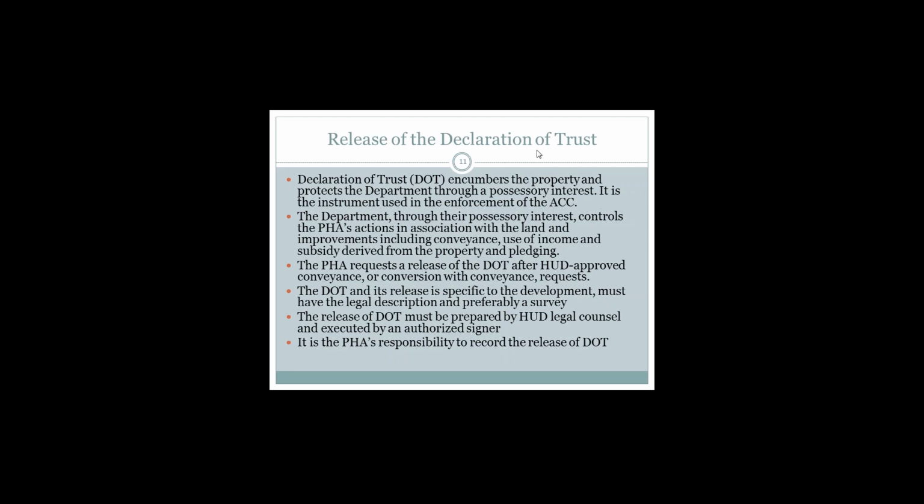Now, HUD does not own the property, but we have an interest in such a way that we can dictate the actions on that property. That is what we use to enforce the ACC. When they talk about we're going to do this 6J, they're using the Declaration of Trust to do that.